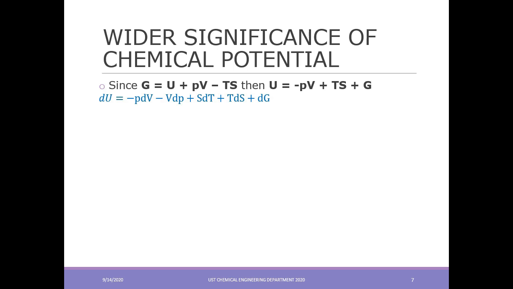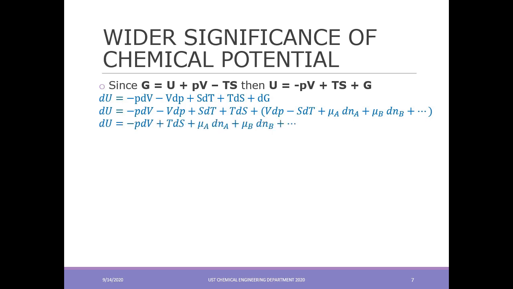dU is equal to negative PdV plus VdP minus VdP plus SdT plus TdS plus dG. We know from the previous slide that dG is just equal to VdP minus SdT plus mu A dNA plus mu B dNB and so on. Therefore, incorporating that in the equation for the change in internal energy and cancelling like terms, we get dU is equal to negative PdV plus TdS plus mu A dNA plus mu B dNB and so on.